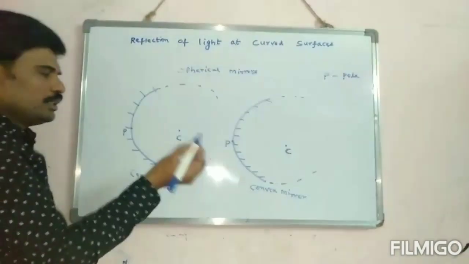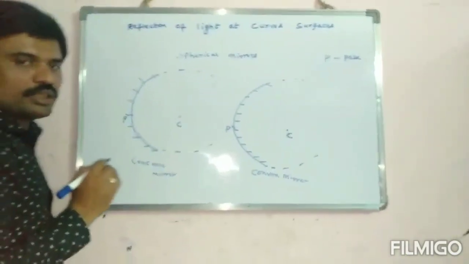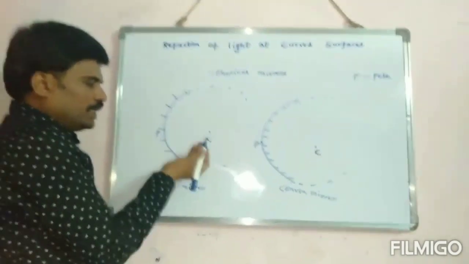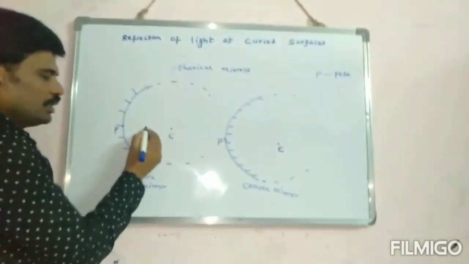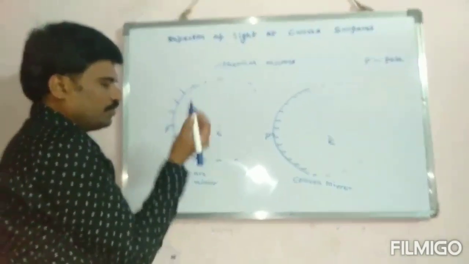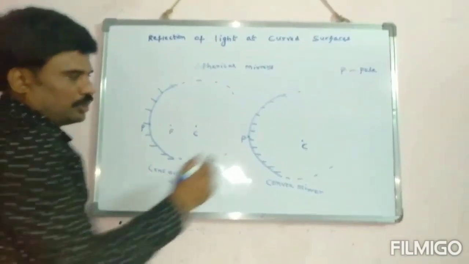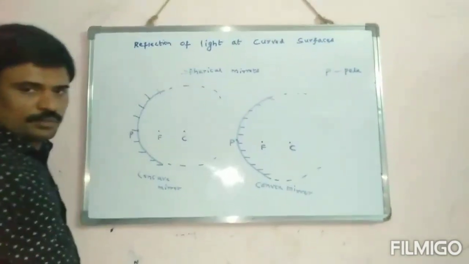Next, the term is focus. Focus is also called the focal point. Focal point is nothing but the midpoint of the pole and center of curvature. We can call it focus. Even for convex, we can show it in this manner.